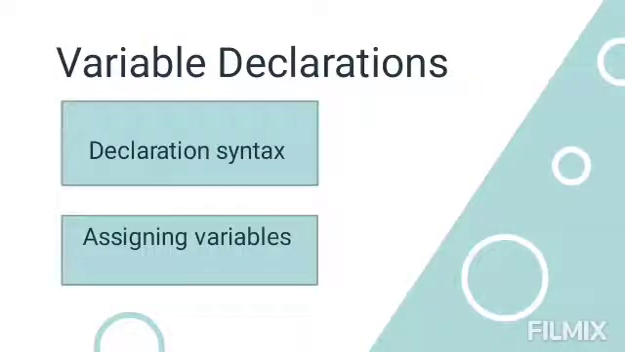Variable. What is a variable? A variable is a named location. We need to declare variables before using them, and sometimes we need to assign some value to the variable. We will check how to declare a variable and how to assign a value to that variable.